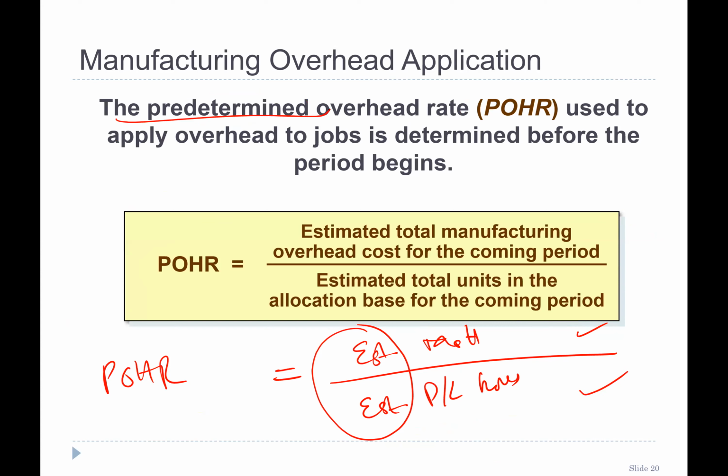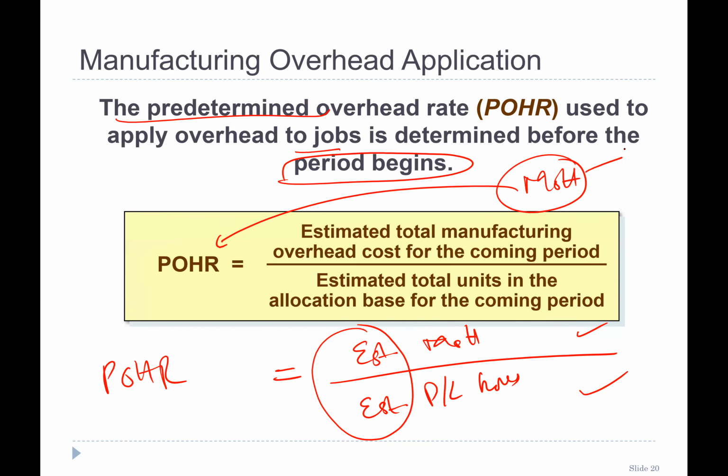So the predetermined overhead rate is used to apply overhead to jobs, and it is determined before the period begins. Before the actual production begins, you give this quotation or costing to your department, whether this order is profitable for us or not, right? For that purpose, we would be calculating our manufacturing overhead based on the predetermined overhead rate. Of course, that would also be an estimated one, right? So when we do the real practical example, this will further clarify your concept.